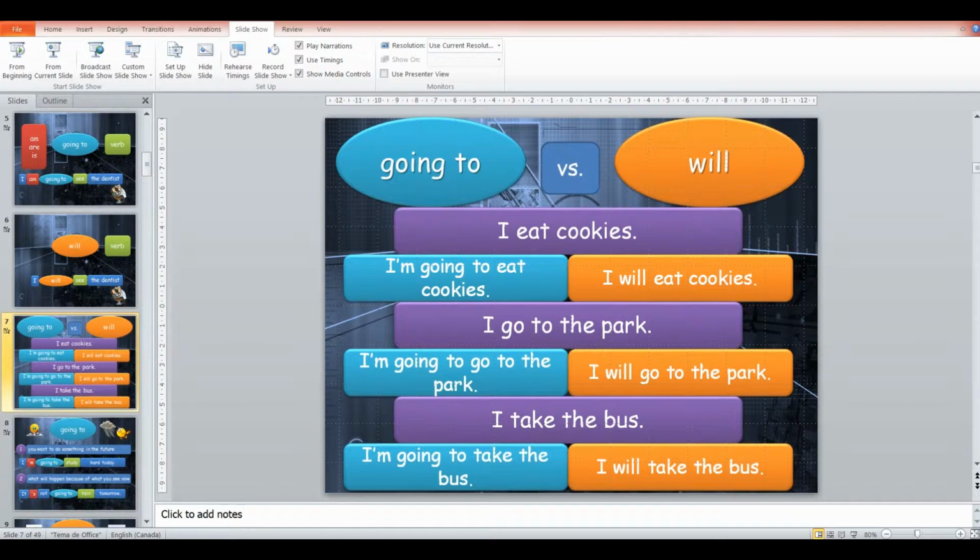So we're emphasizing that this is what it would look like with the different structures, and you can say these two things. But the thing is, when we say these two things, they are talking about the future, they do have different meanings. And that's where we get into it here.